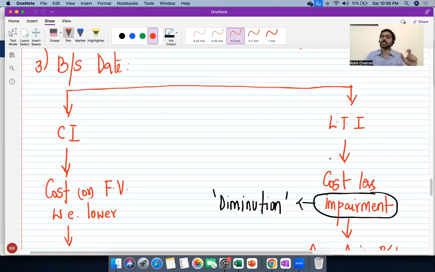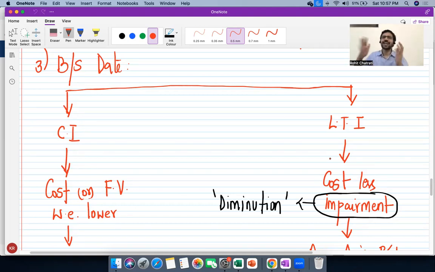Current investments, you're going to measure at cost or fair value, whichever is lower. Long-term investments, you're not going to be bothered about fair value. You will see if there is any impairment or any other than temporary decline in the value of investment. In such a case, you will call it a diminution, and you will recognize a provision for diminution, and you will be showing it at gross amount minus provision for diminution is equal to net amount. So the net amount will be shown on the balance sheet.